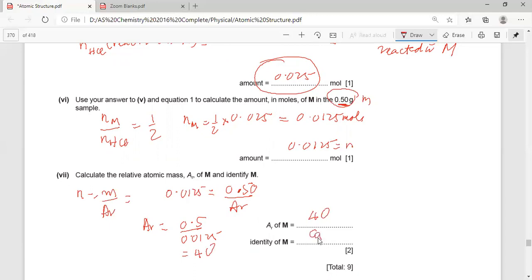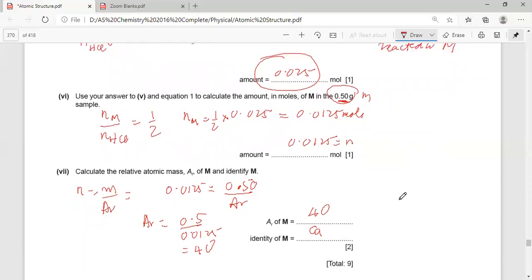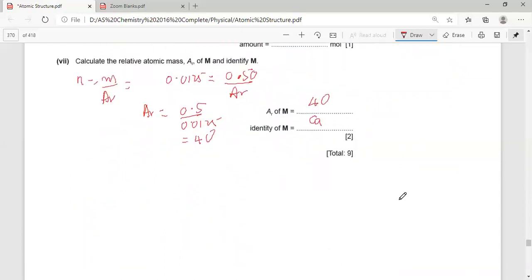Calcium. Okay, now I think my time is up. I leave it to you to do the rest of it. It's quite simple. I give you the pages, you can do the rest of this one, or maybe we can do it next time. I don't want to take much time. This is question 2.